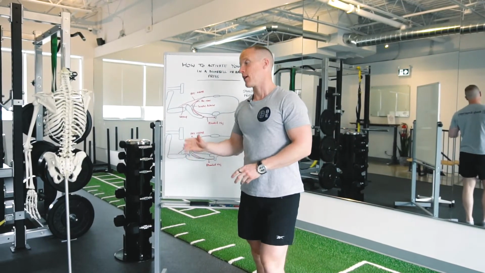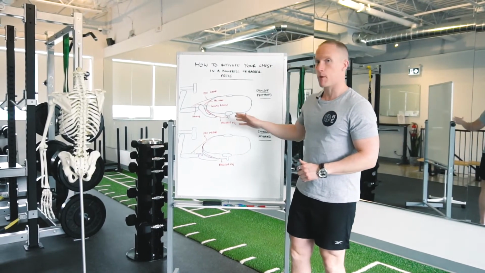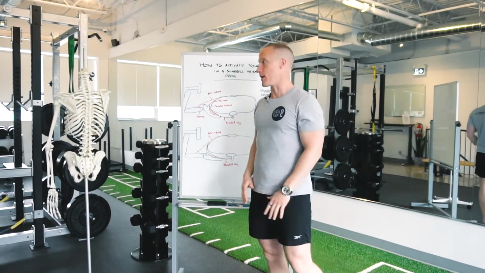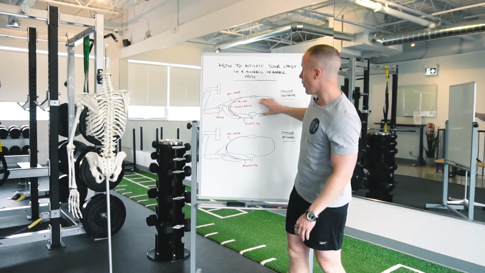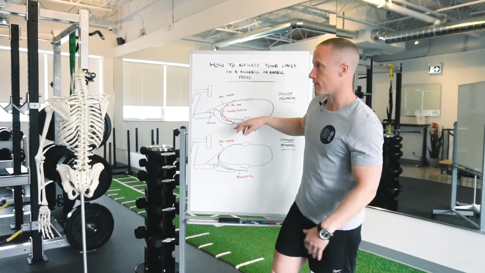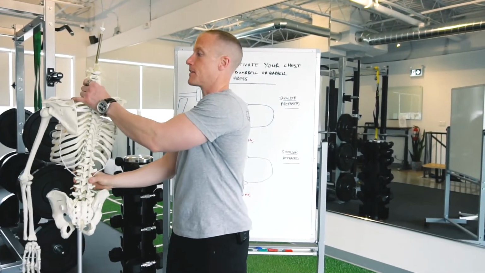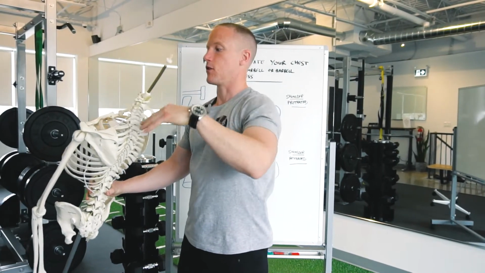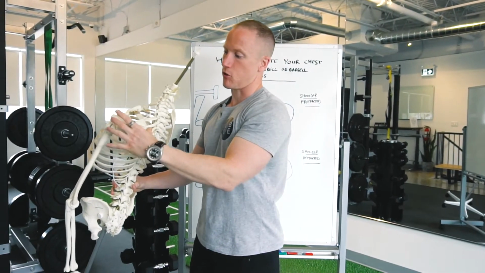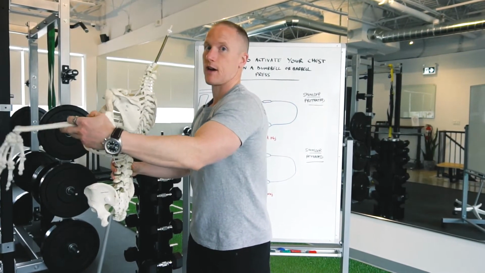Okay guys, when it comes to activating the chest muscle in a dumbbell press or any kind of barbell press, I've got two different pictures here. This is a picture of the ribs from this view. If you see the skeleton here, this is the back. Essentially I'm drawing it where you're looking this way. You can see the ribs, the shoulder blade, and the arm when it's out to the side like this.